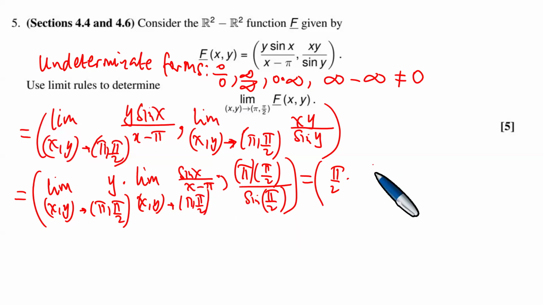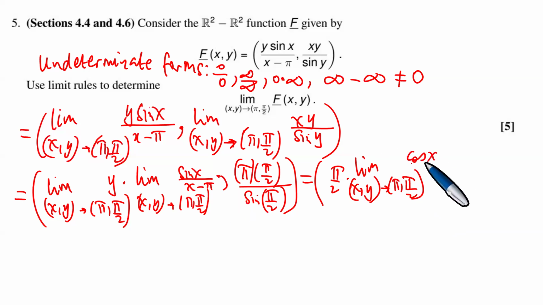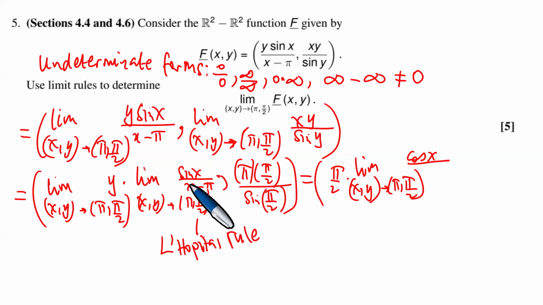So we differentiate the top, as x approaches pi over 2. What is the derivative of sine x? It is cosine x. The rule we're going to use is called L'Hopital's rule. So we differentiate the sine, getting a cosine, and then differentiate the bottom.